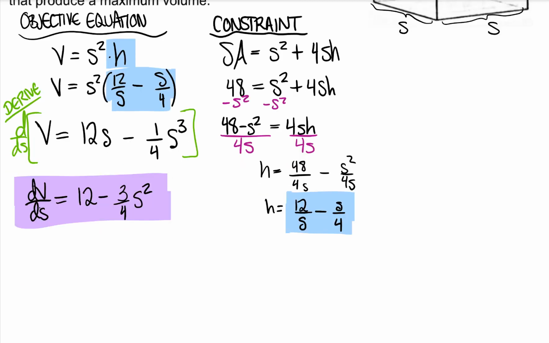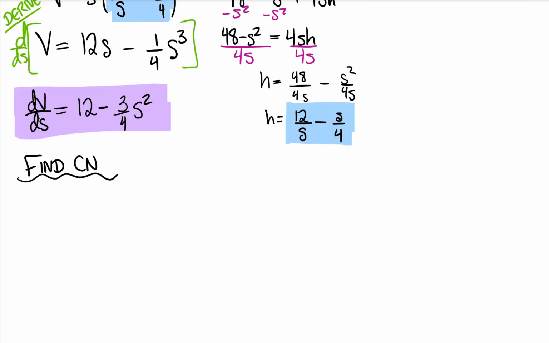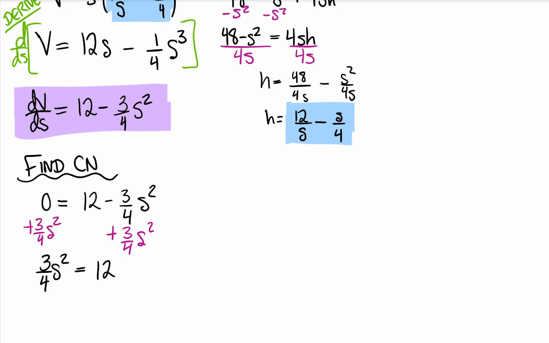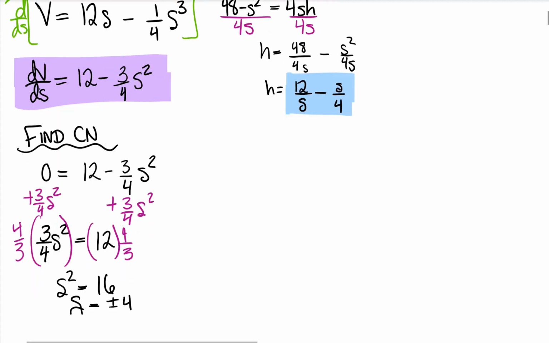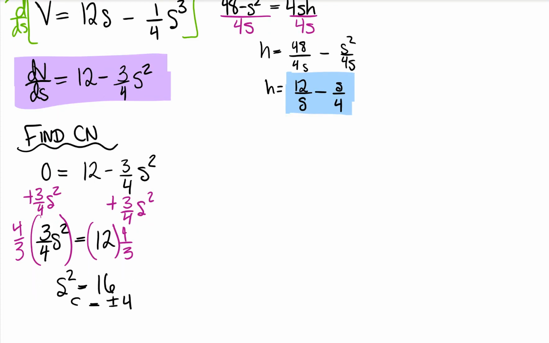This is the derivative of the function we are optimizing. Now we'll find critical numbers. Critical numbers are when the derivative is equal to 0 or undefined. This is a parabola, so it's not undefined. And we'll solve for s. Now I put plus or minus 4, but we know that negative is not really a side length that we're looking for. So really, s should equal 4.